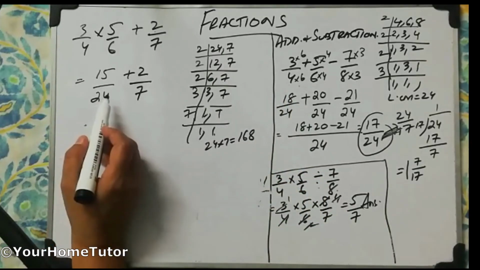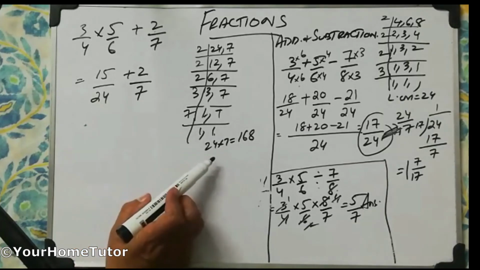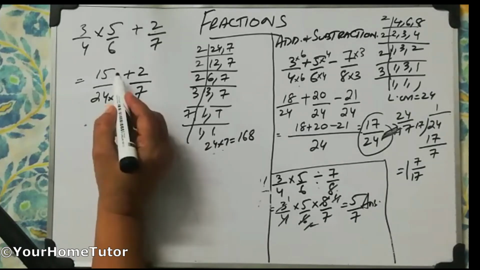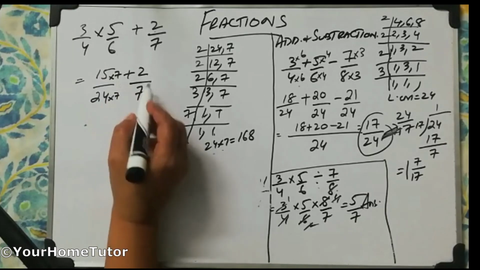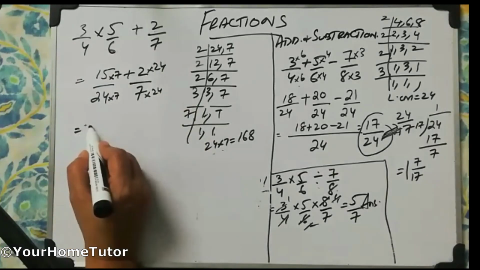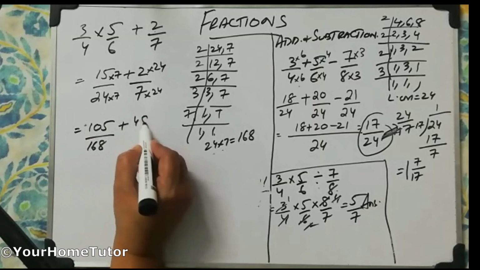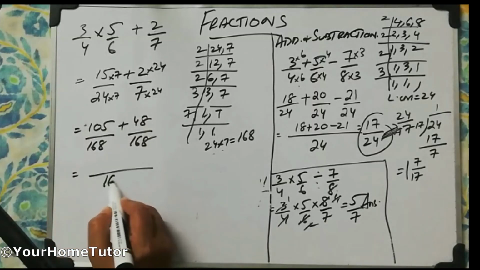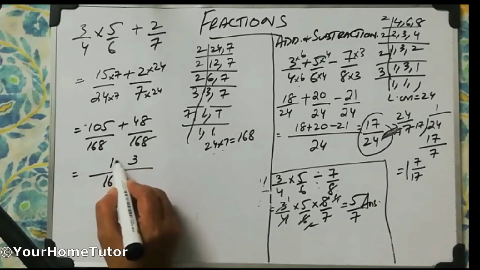Now we have to convert 24 into 168. When we multiply 24 by 7 we get 168. So multiply by 7, multiply by 7. Here for the other fraction we are multiplying by 24, so multiply by 24 and multiply by 24. So it is 105 upon 168 plus 48 upon 168. Now the denominators are the same. Simply we will add 105 and 48, which is 153, over 168.